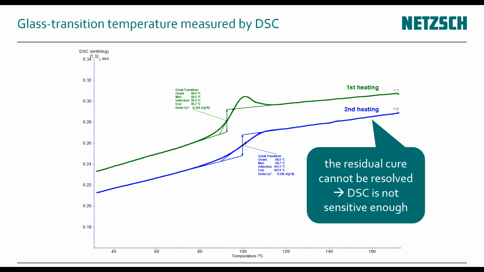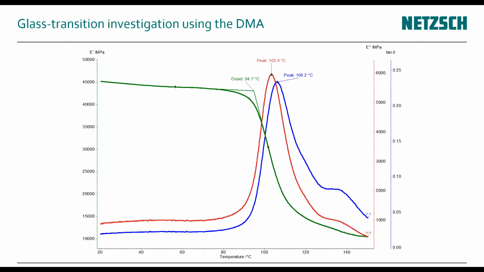If you do this with very high fiber volume content materials, this step height decreases more and more. So for a highly filled composite, analyzing this with the DSC gets even worse. And this is when the DMA comes into play, dynamic mechanical analysis.